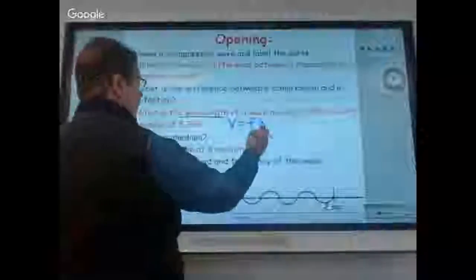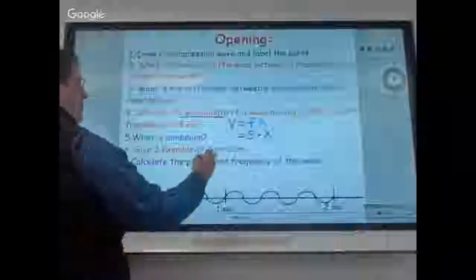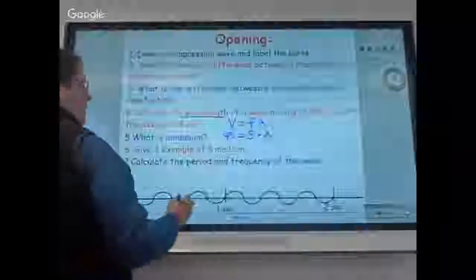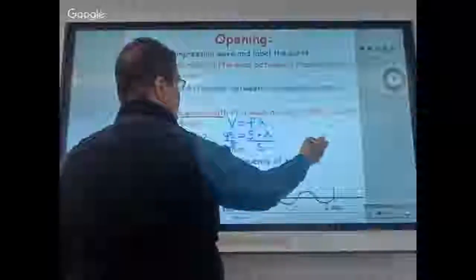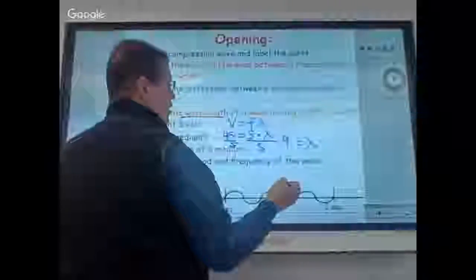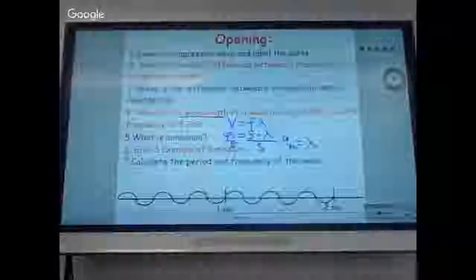Okay, so times 5 and equals what's the velocity? So how do I solve for the stick man? Okay, so we're going to divide by 5 on both sides. So stick man equals what? 9. 9, and we get what unit? Meters, because we're finding a length. All right. What's a medium?